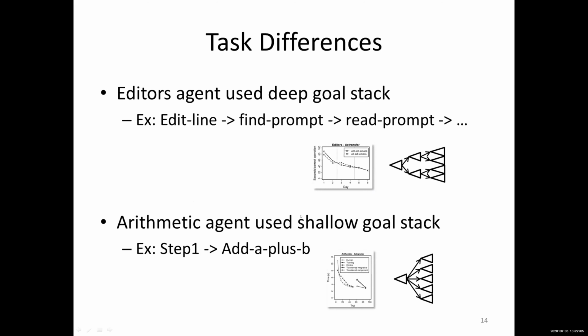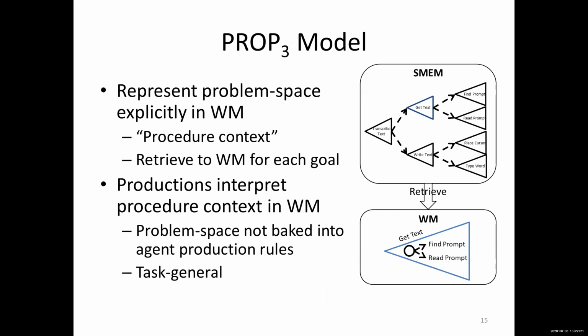You only go to like a depth of 2, where your step 1 is add a plus b. Go back and step 2 is subtract b from c, and so on. It's fairly simple. So just from looking at the problem space hierarchy, you would predict that the arithmetic agent should be a lot faster than the editor's agent. And so this is what we model in Prop 3.